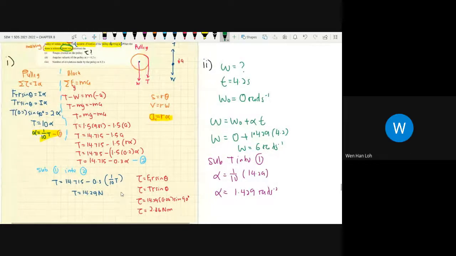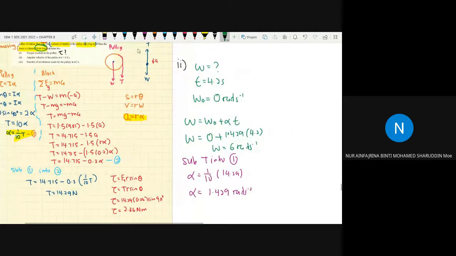Okay, kita tengok nombor 3 pula. Nombor 3 dia minta number of revolution. Bila dia minta number of revolution, dia minta cari apa sebenarnya? S or theta? Oh, theta. So number of revolution, kalau dia minta number of radian, number of revolution, angular displacement, maksudnya kita nak cari theta.